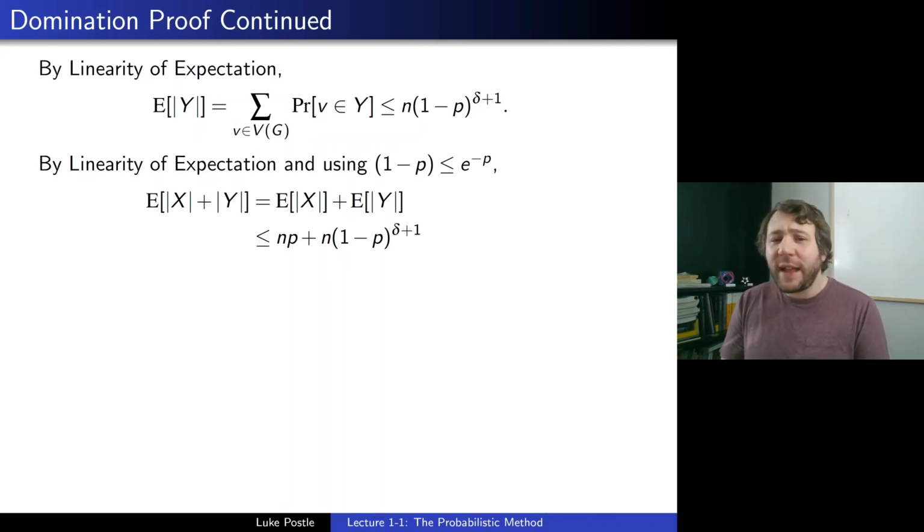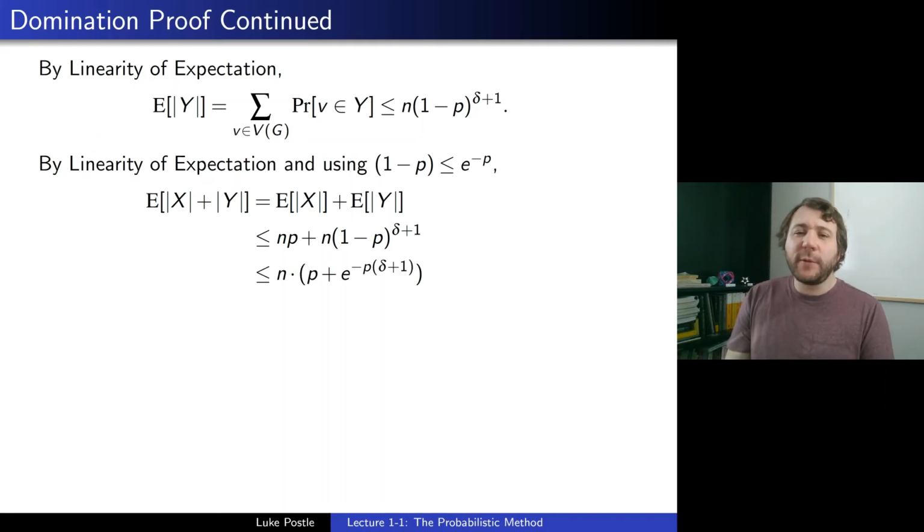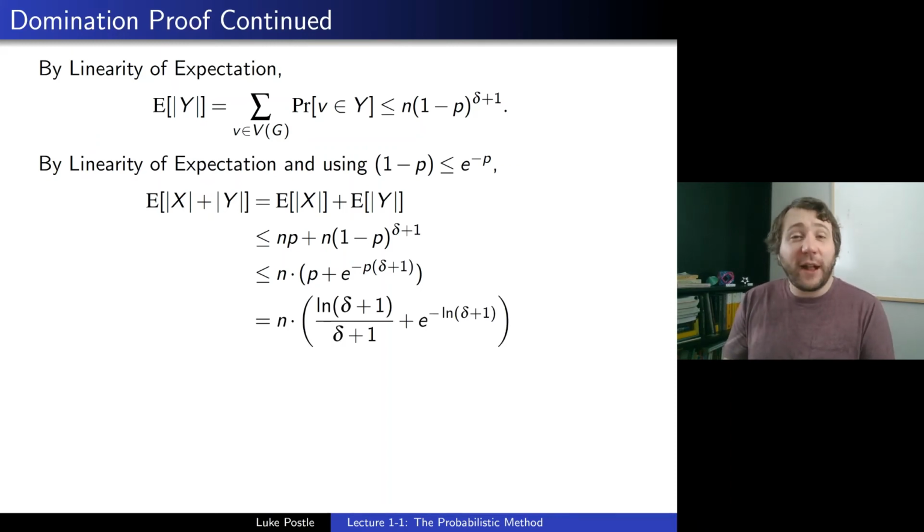Now that's a little bit finicky to work with, so we'll upper bound that by n times p plus e to the minus p(delta plus 1). So here, using a useful inequality that 1 minus p is at most e to the minus p, that brings it into the exponent, and now we can just plug in our value of p.